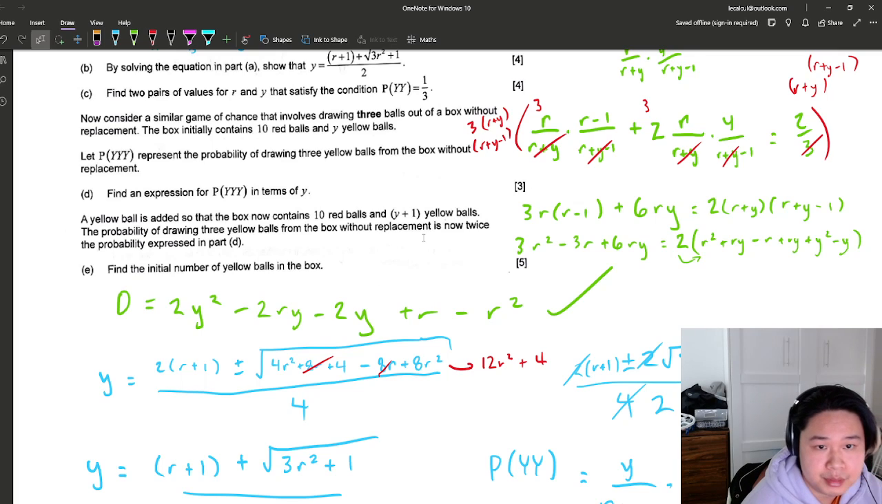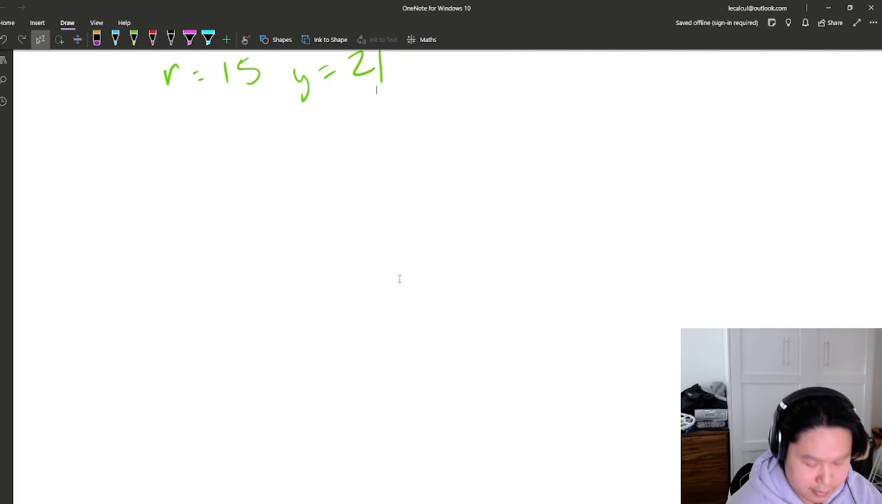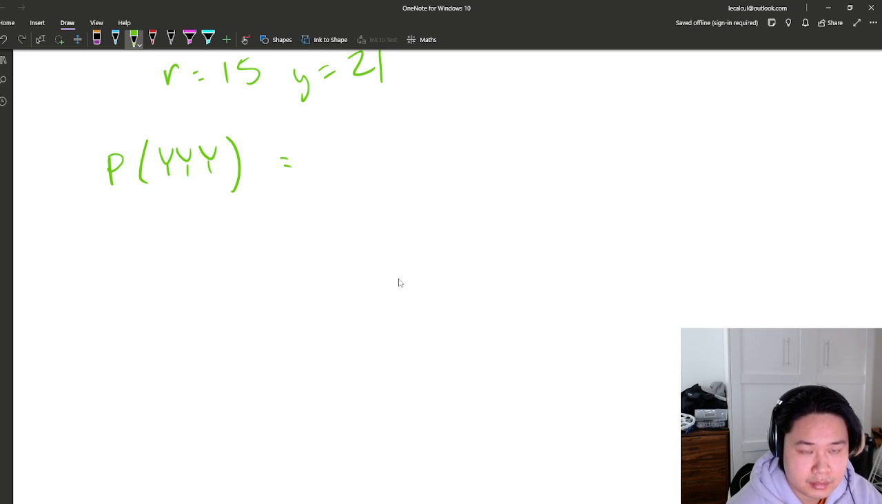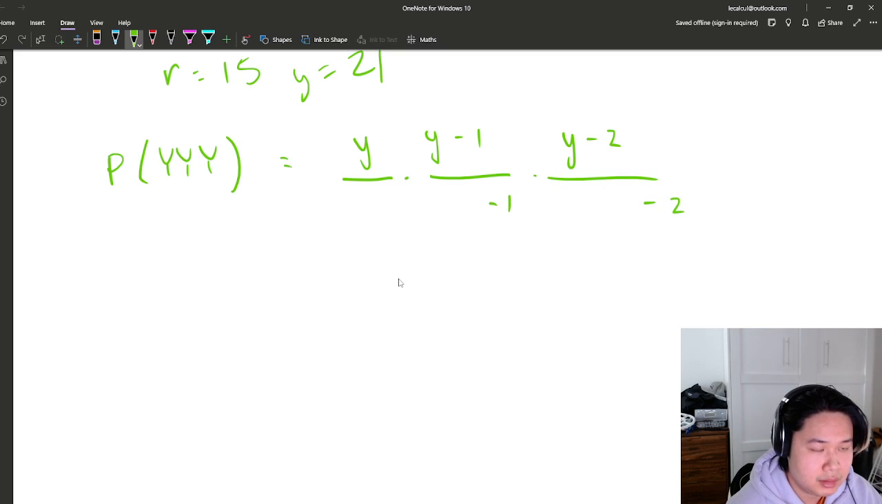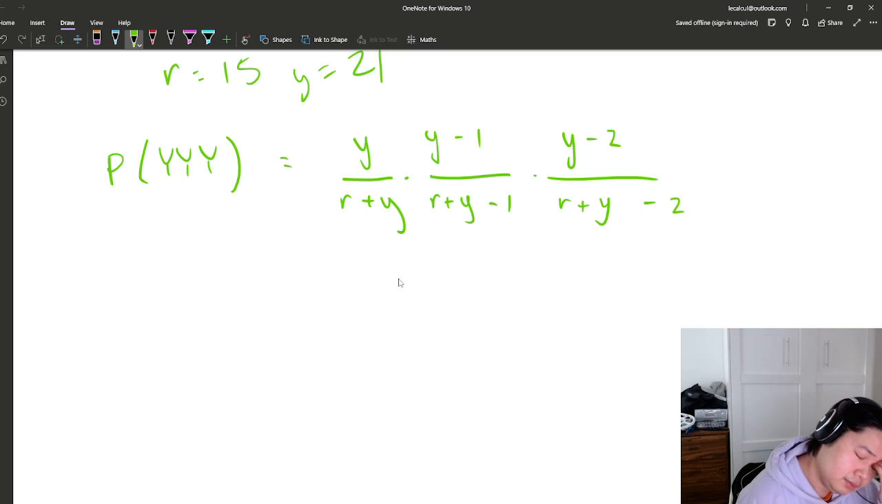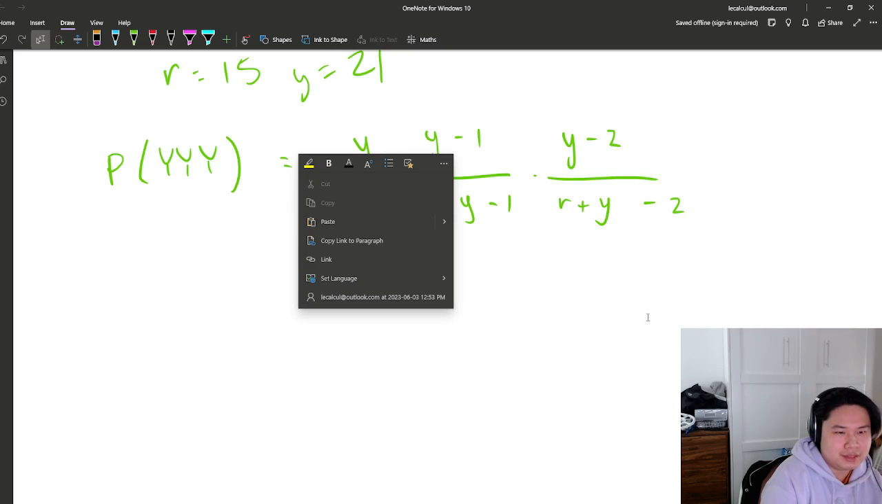Let y represent that. Find an expression in terms of y. Wait, so the balls are y, y1, y2... Okay, -2, -1, r plus y, r plus y, r plus y. But it says in terms of y. It doesn't say in terms of r.